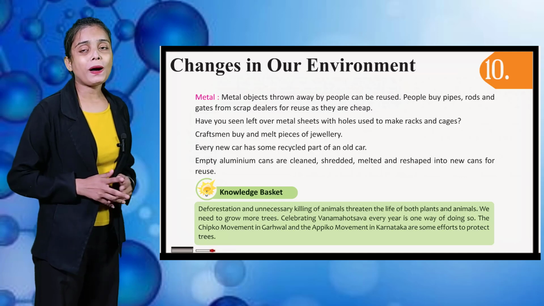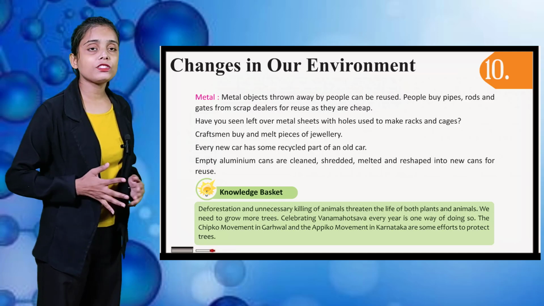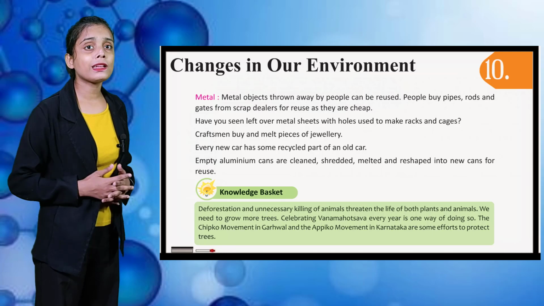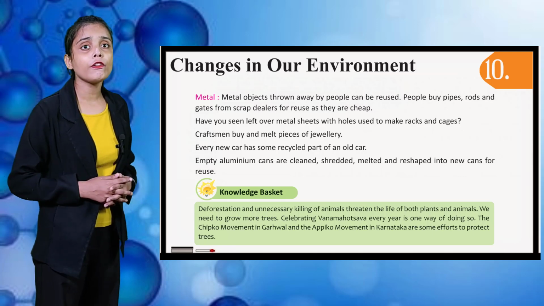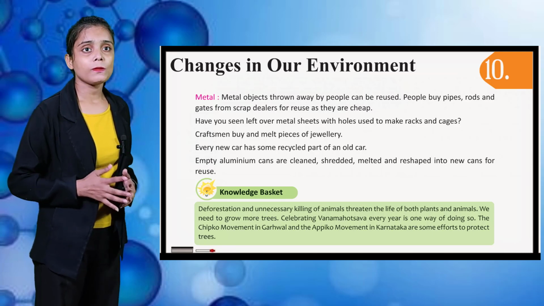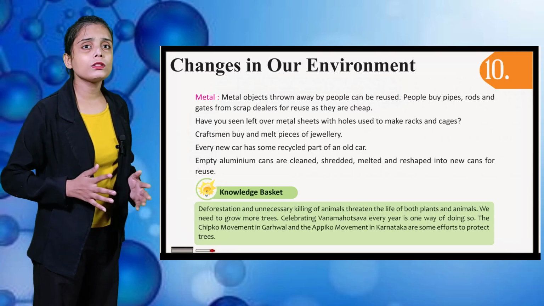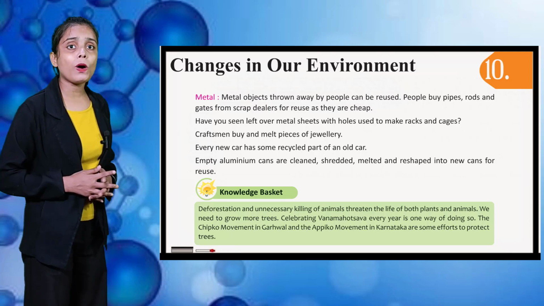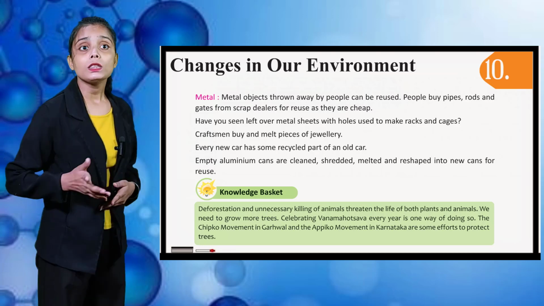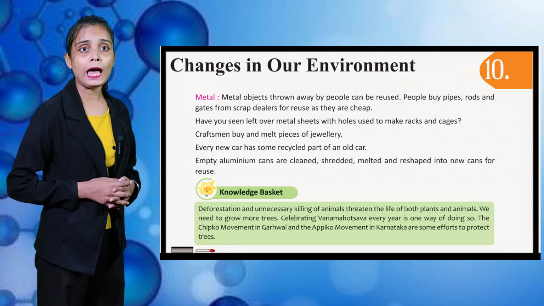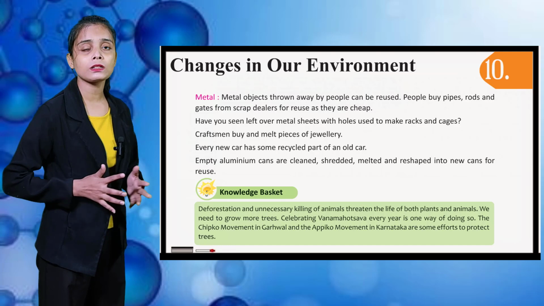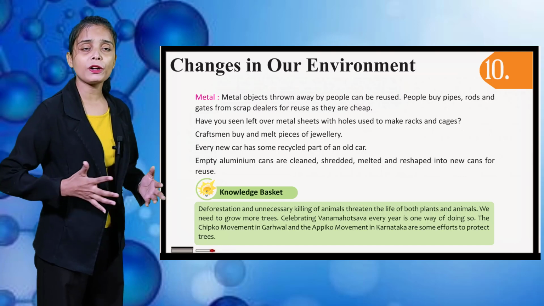And in the knowledge basket you can see that deforestation and unnecessary killing of animals threaten the life of both plants and animals. We need to grow more trees. Celebrating Vana Mahotsav every year is one way of doing so. The Chipko movement in Garhwal and the Appiko movement in Karnataka are some efforts to protect trees.